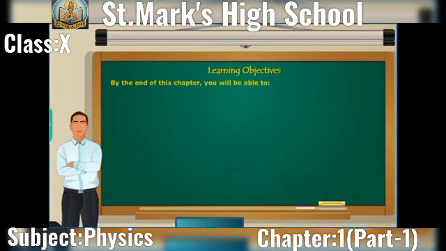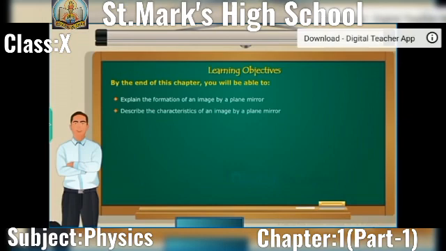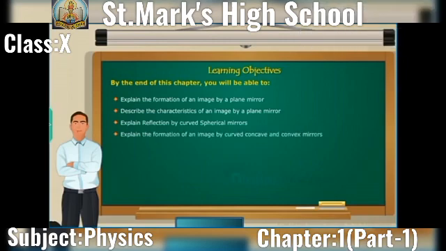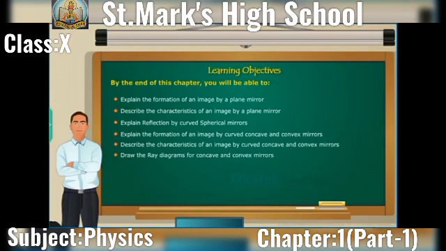By the end of this chapter, you will be able to explain the formation of an image by a plane mirror, describe the characteristics of an image by a plane mirror, explain reflection by curved spherical mirrors, explain the formation of an image by curved concave and convex mirrors, describe the characteristics of an image by curved concave and convex mirrors, draw the ray diagrams for concave and convex mirrors, and derive the mirror formula.